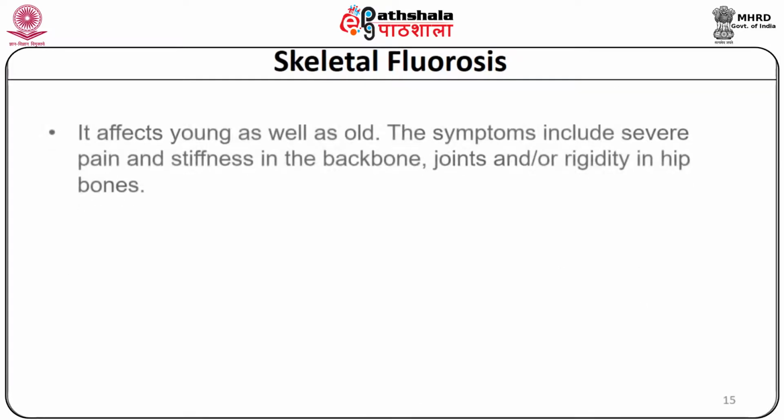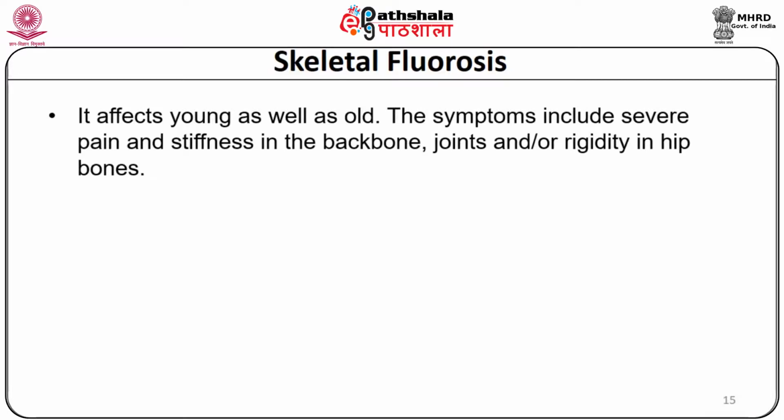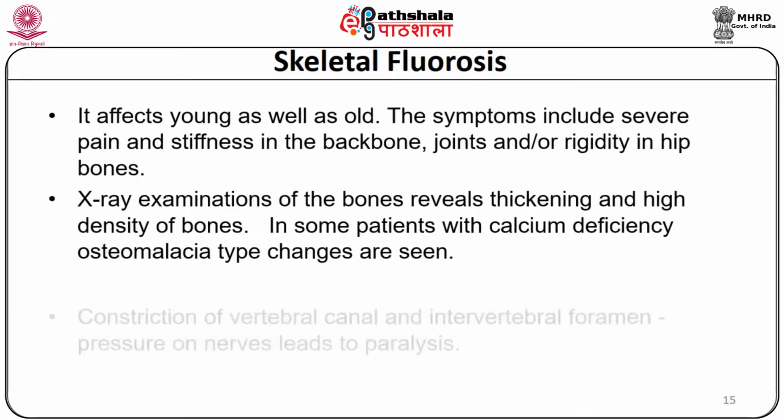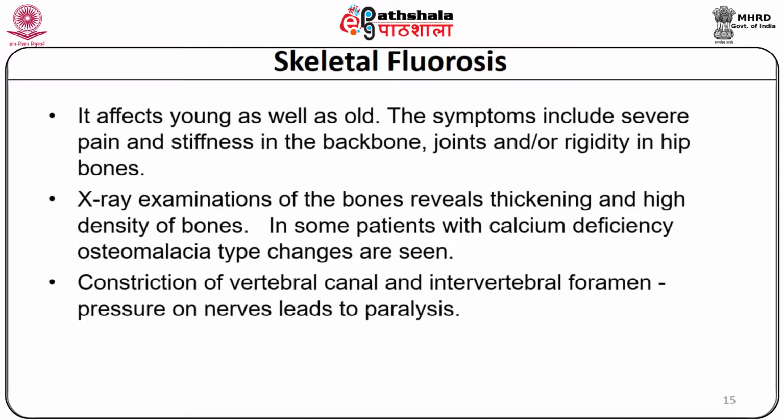Skeletal fluorosis affects young as well as the old. The symptoms include severe pain and stiffness in the backbone, joints, and a rigidity in the hip bones. X-ray examination of the bones reveals thickening and high density of bones. In some patients with calcium deficiency, osteomalacia type changes are also seen. Constriction of vertebral canal and intervertebral foramen results in pressure on nerves leading to paralysis.